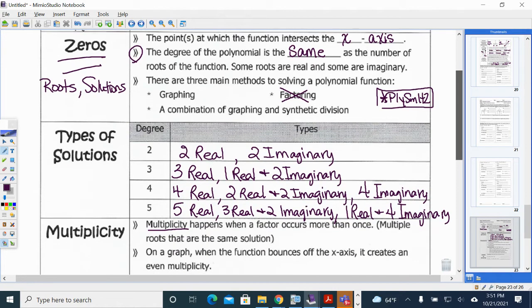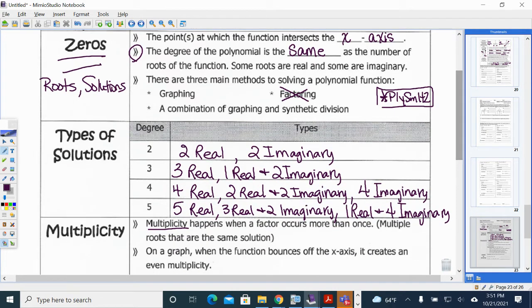So let's look at the next part of this. And I need for you guys to really look at this, not just write it down, but try to process what this means. There are types of solutions. Your solutions are either real or they are imaginary. And imaginary solutions come in pairs. They come as a group of 2, which is important.